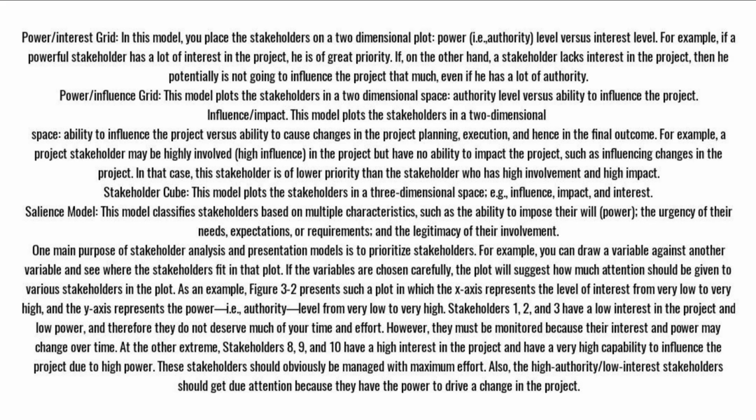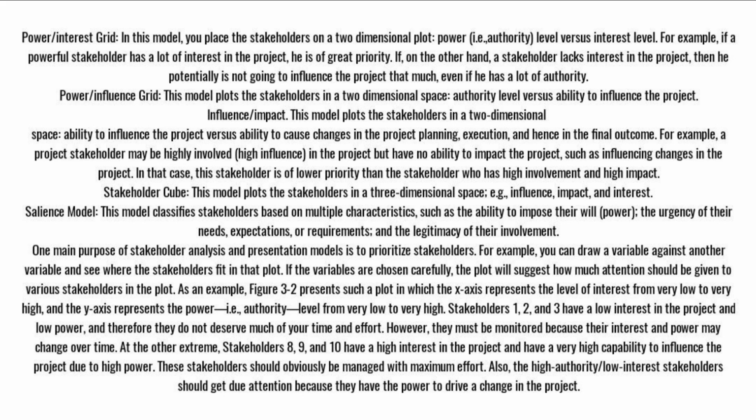Power/interest grid. In this model, you place the stakeholders on a two-dimensional plot, power, i.e., authority level versus interest level. For example, if a powerful stakeholder has a lot of interest in the project, he is of great priority. If, on the other hand, a stakeholder lacks interest in the project, then he potentially is not going to influence the project that much, even if he has a lot of authority. Power/influence grid. This model plots the stakeholders in a two-dimensional space, authority level versus ability to influence the project.